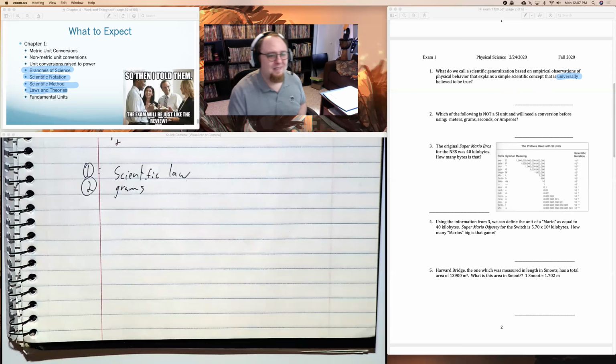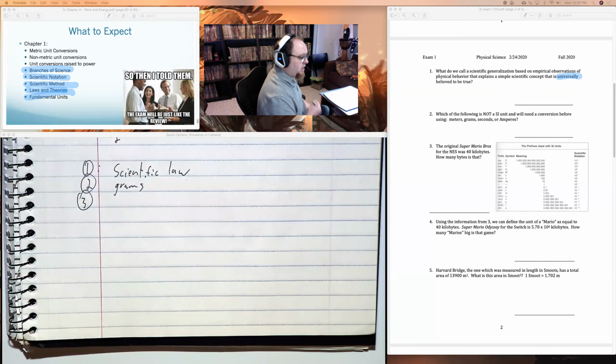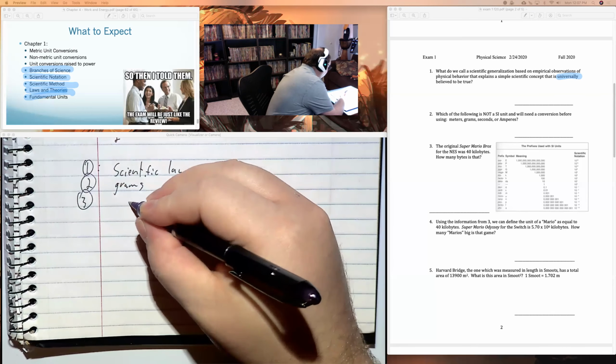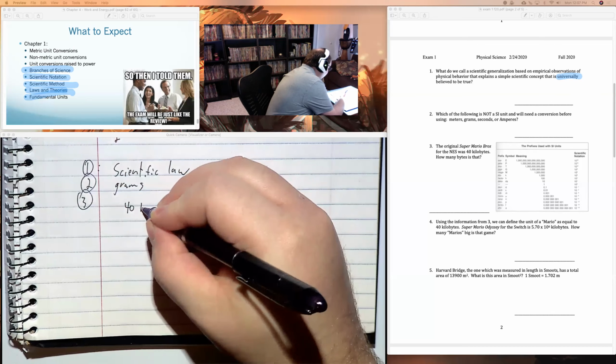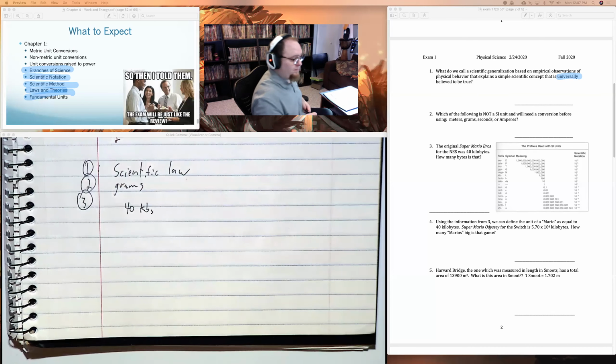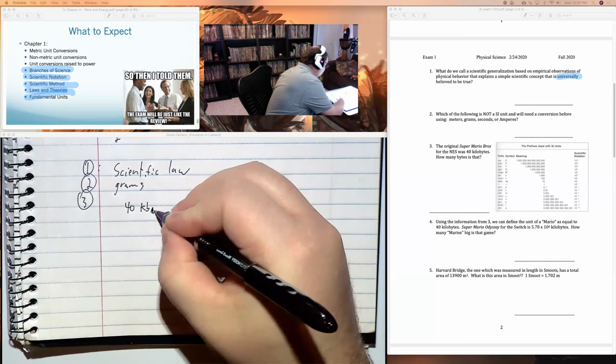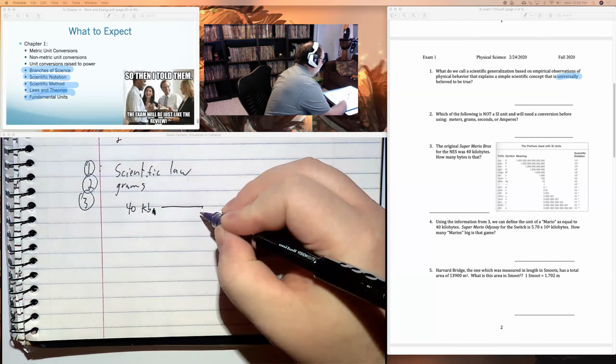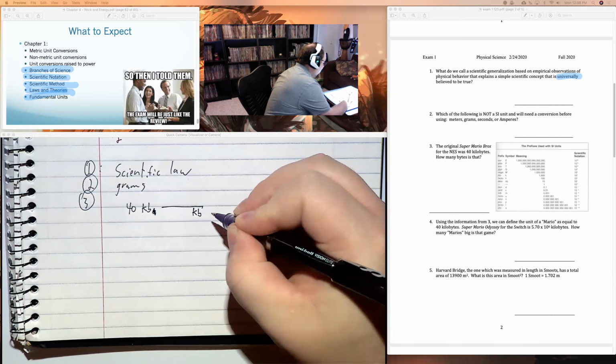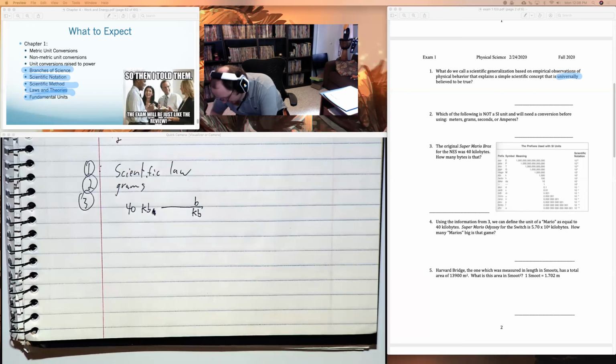So the next question is my first unit conversion. It says, the original Super Mario Brothers for the Nintendo was 40 kilobytes. How many bytes is that? When doing any unit conversion, start with what you know, 40 KB. And what you're going to do is multiply by a ratio that cancels out the unit you want to get rid of and gets the unit you want to get back. I want to turn kilobytes into bytes, and so that's why I'm going to set it up that way.